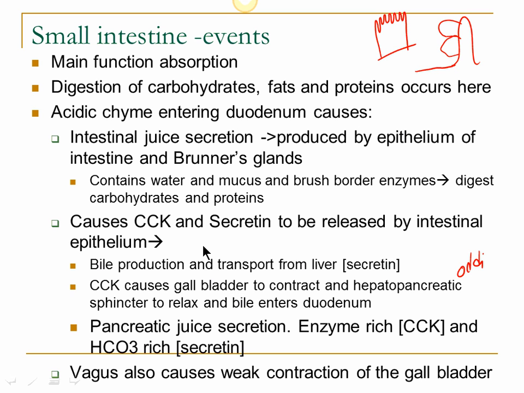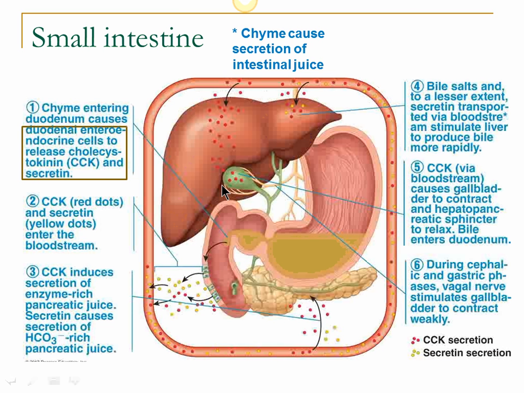So this is the main thing that is happening for production of the various juices and the enzymes. So here let's take a look at this. Here you can see the first is that chyme enters and causes secretion of intestinal juice, which is not mentioned in this chart here. And that intestinal juice contains mucus, water and brush border enzymes.